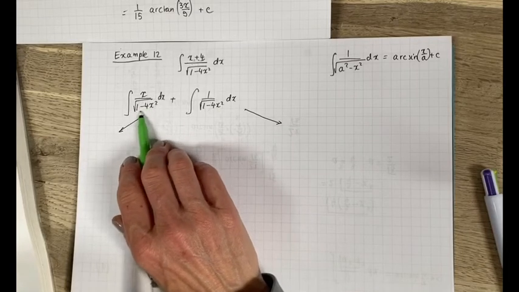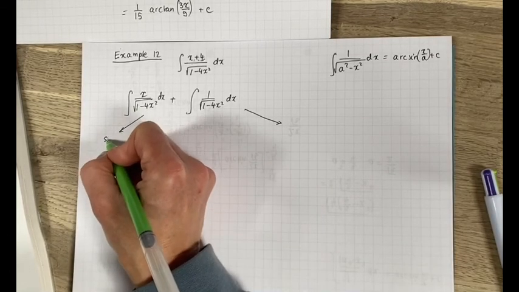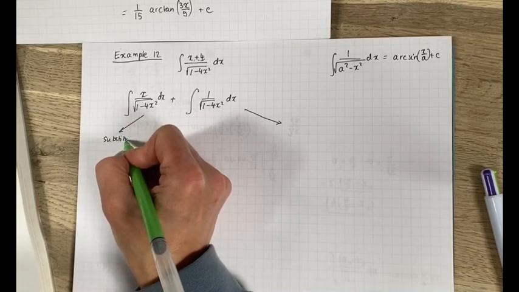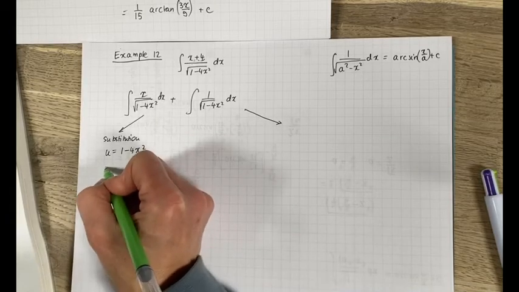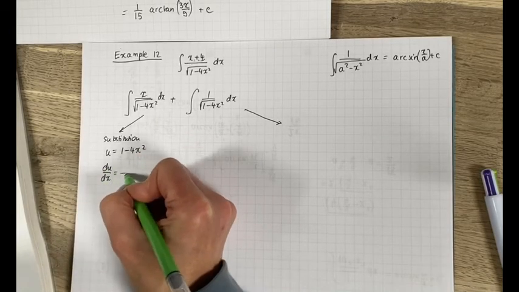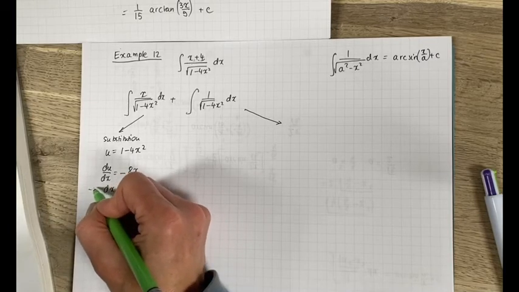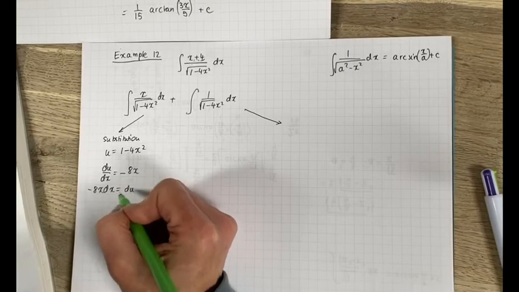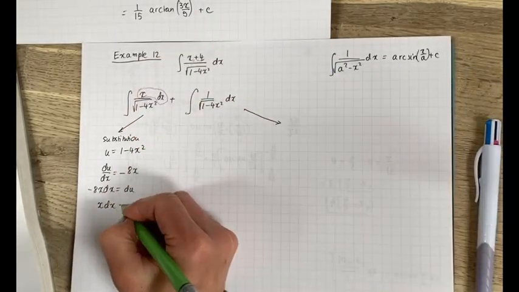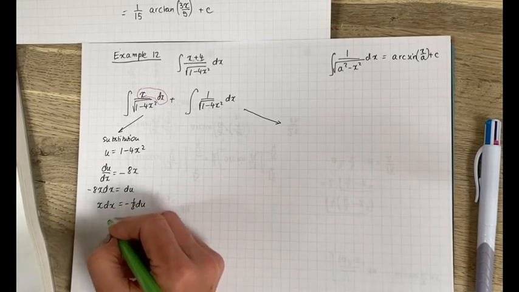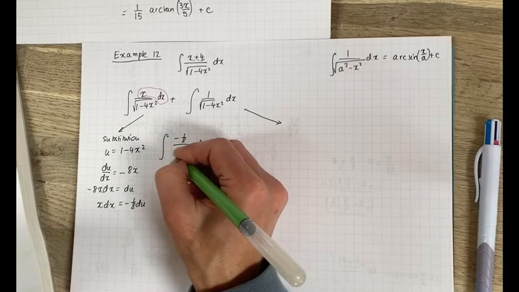So with this one, because you should spot that you've got something going on in the denominator with a power, we're going to use substitution. U equals 1 minus 4x squared. Let's differentiate it. So du dx is equal to minus 8x. So minus 8x dx is equal to du. So x dx, because we've got to replace x dx here, is going to be equal to minus 1/8 du. So let's do the substituting.